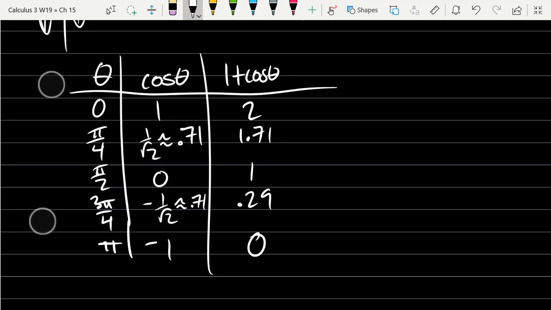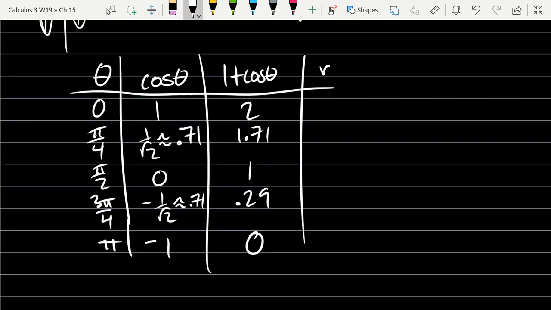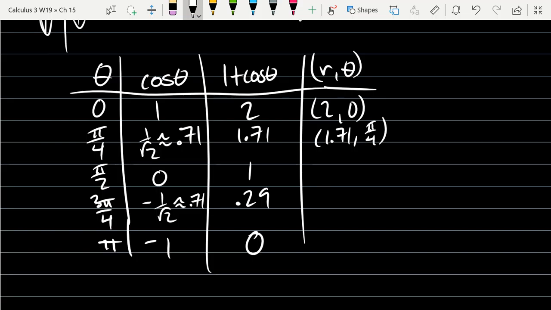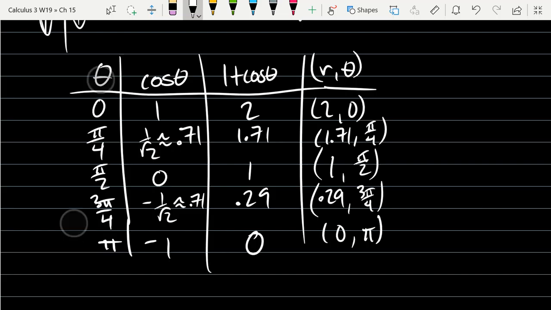So we plot these points, plotting them as r and theta. So I have 2, 0; 1.71, pi over 4; 1, pi over 2; 0.29, 3 pi over 4; and last up, 0 and pi. So we're going to plot all 5 points.